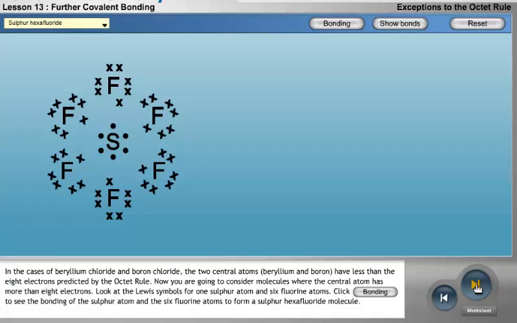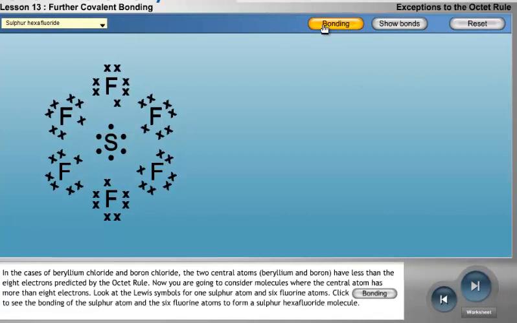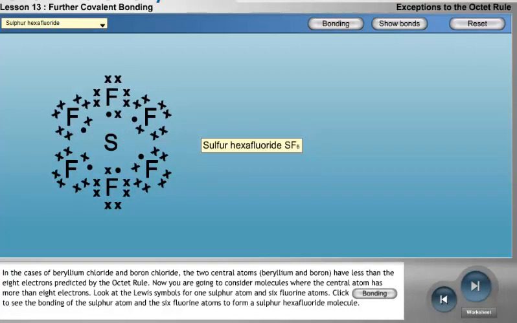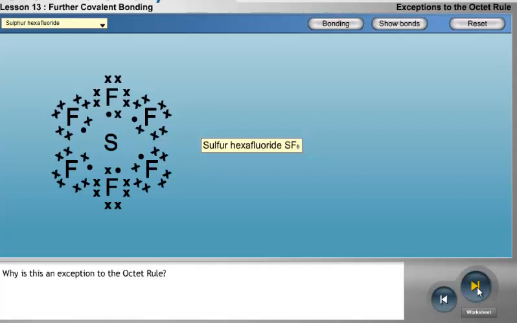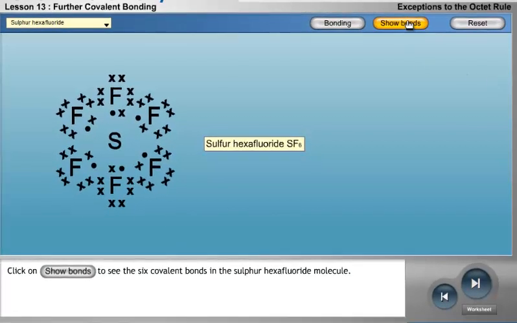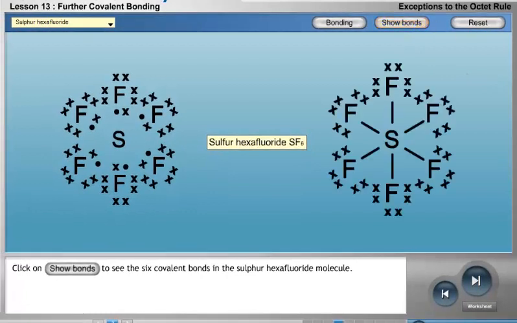Click Bonding to see the bonding of the sulfur atom and the 6 fluorine atoms to form a sulfur hexafluoride molecule. Why is this an exception to the octet rule? Answer: there are 12 electrons in 6 pairs around the sulfur atom. Click on Show Bonds to see the 6 covalent bonds in the sulfur hexafluoride molecule.